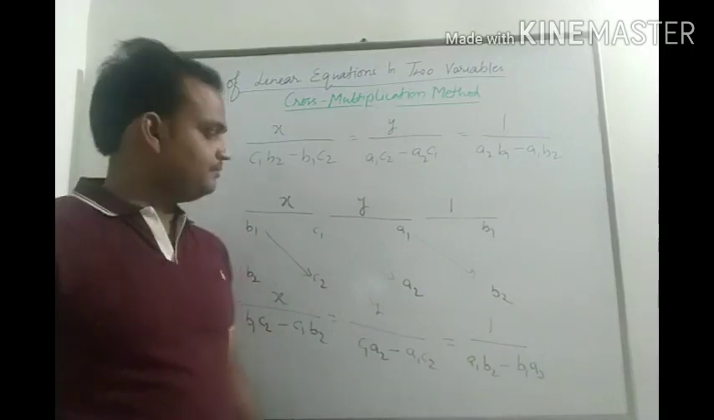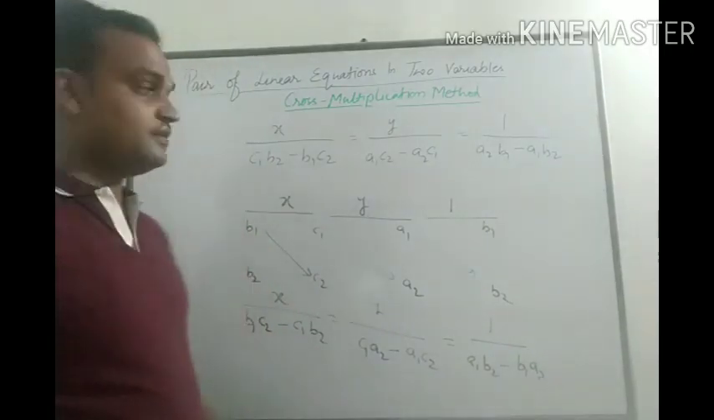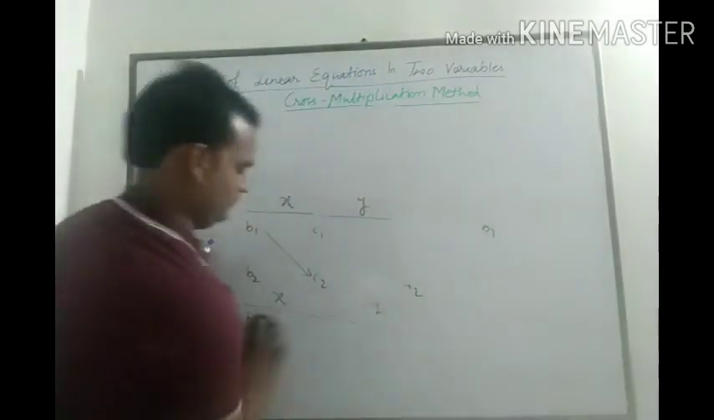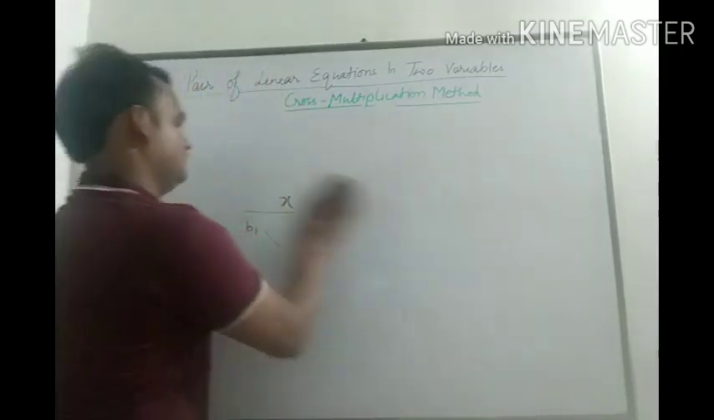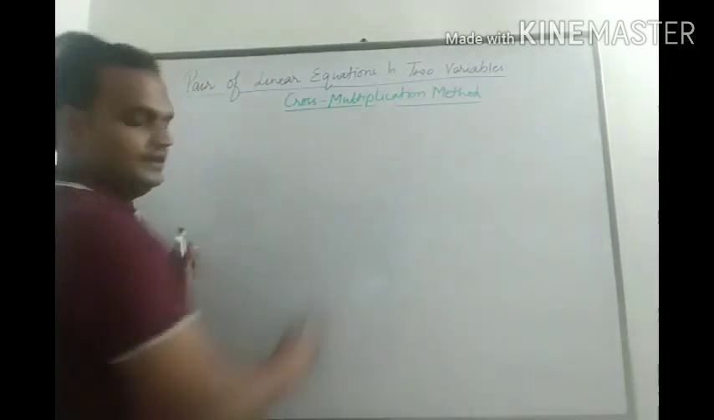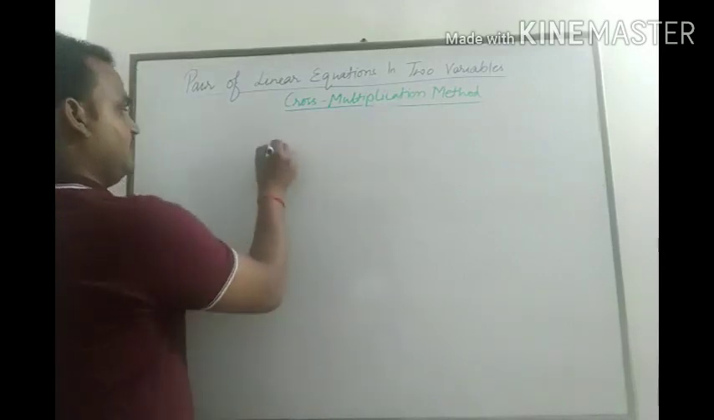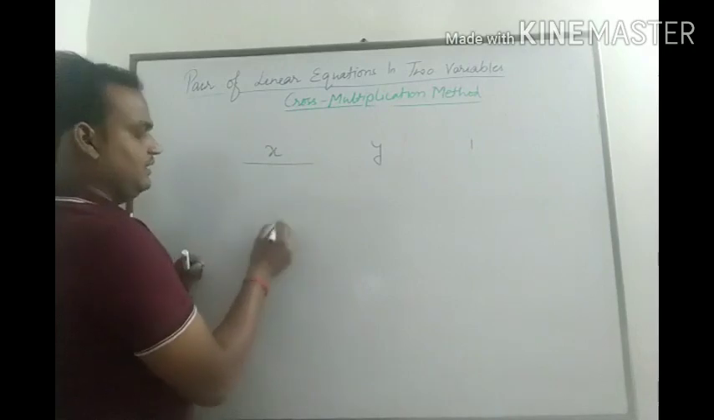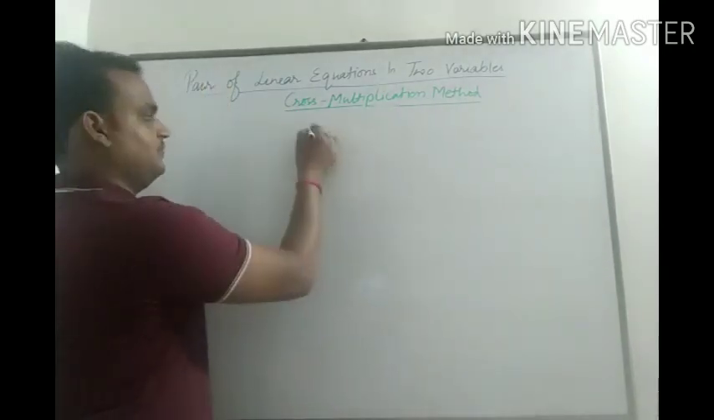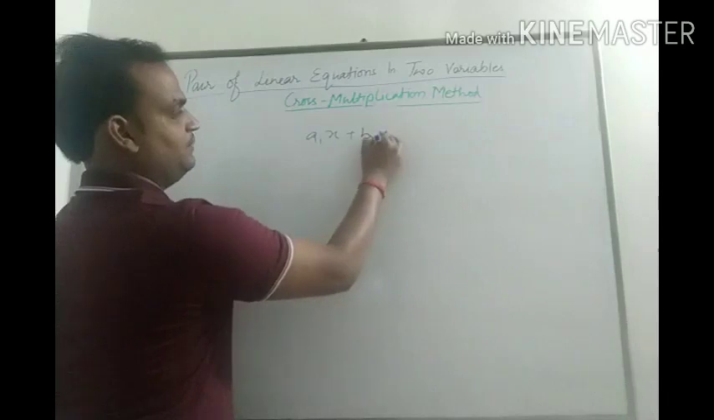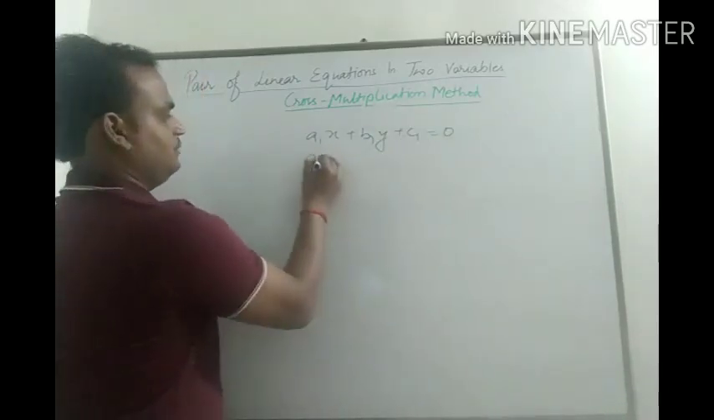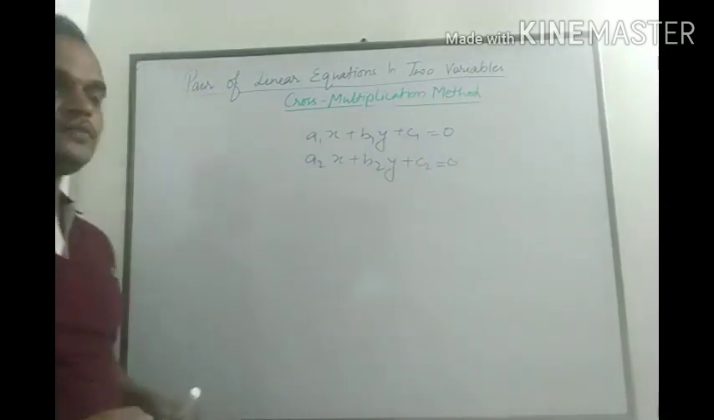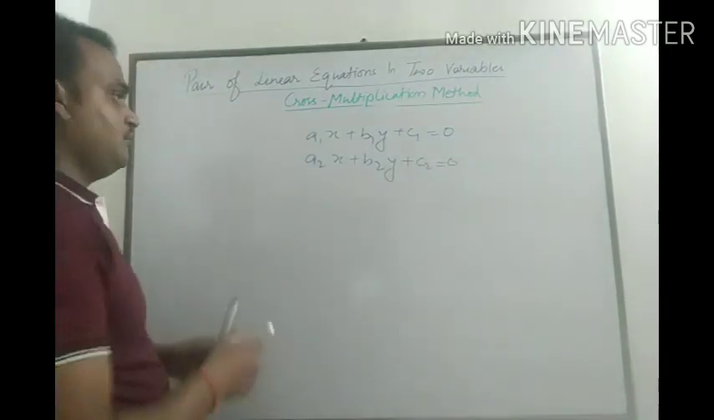Okay, so I think I have to rewrite the formula again. We have to write x, y and 1. We have two equations. First we will write a1 x plus b1 y plus c1 equals to 0, a2 x plus b2 y plus c2 equals to 0. Okay, now we have to write the formula.